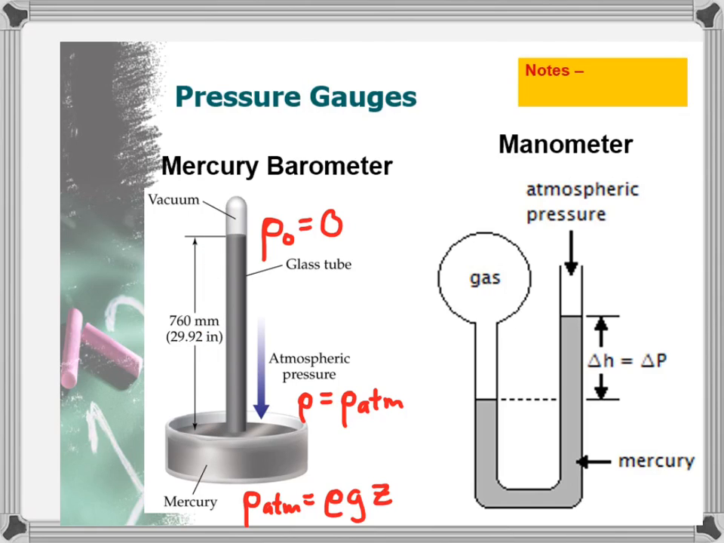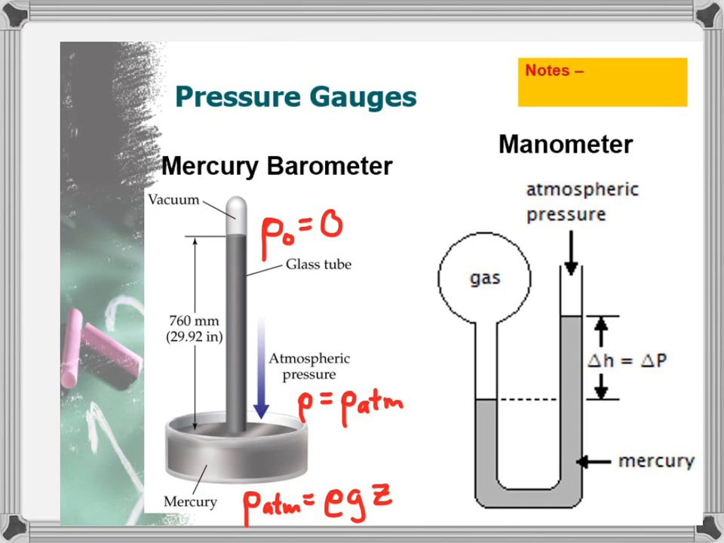So they might say, oh, the barometric pressure is 29.6 inches and rising. Well, that means that this column of mercury is 29.6 inches tall, and it seems to be rising, so that means atmospheric pressure is getting greater.